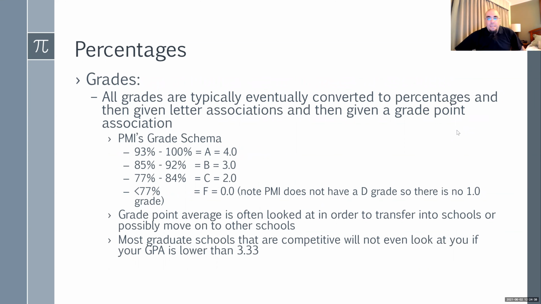All grades are typically eventually converted into percentages and then given a letter association and a grade point association, right? So in PIMA's grading schema, 93 to 100% is an A, 85 to 92 is a B, 77 to 84 is a C, and less than 77% is an F. So that means PIMA does not have a D grade and there's no 1.0 grade. Now, when I say less than 77%, we do curve here, right? So that means technically it's less than 76.5%.